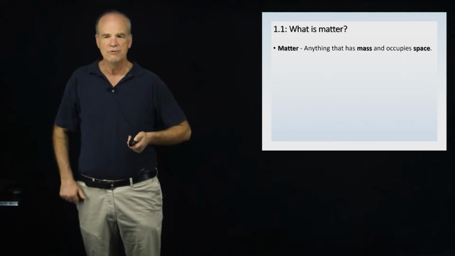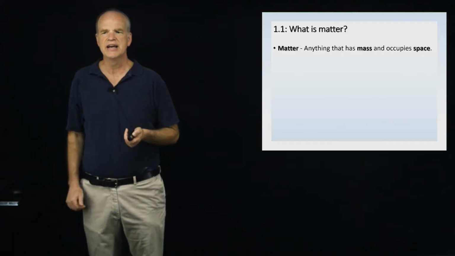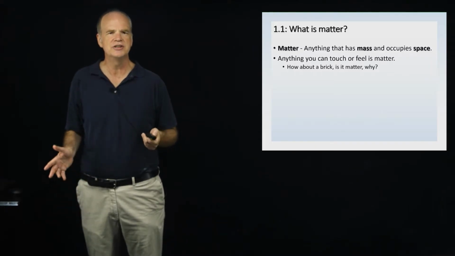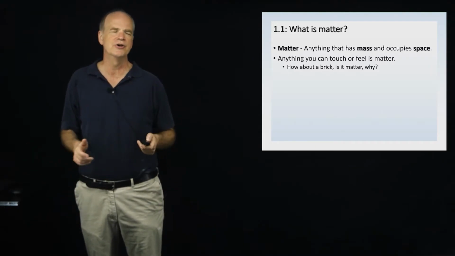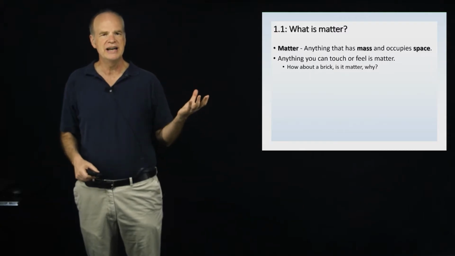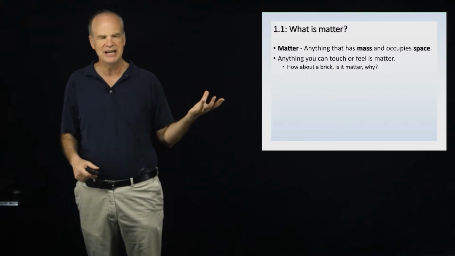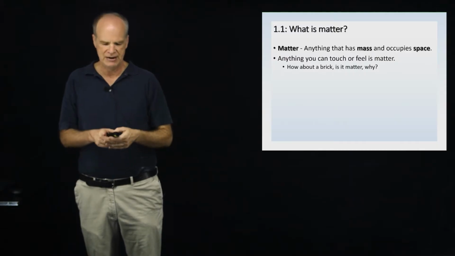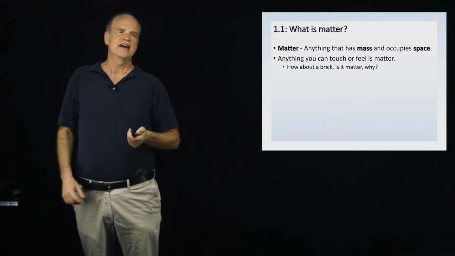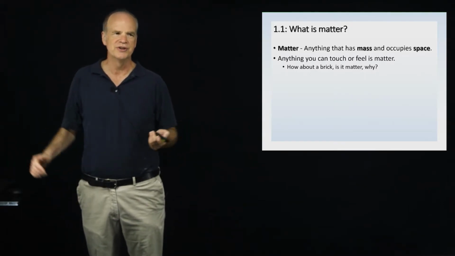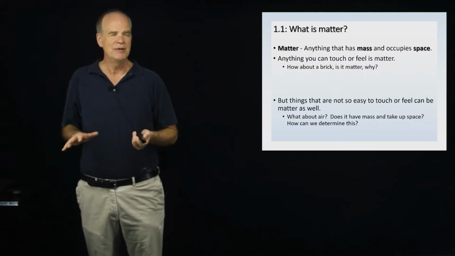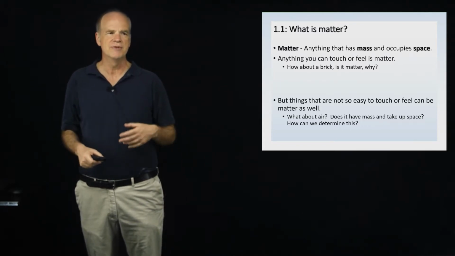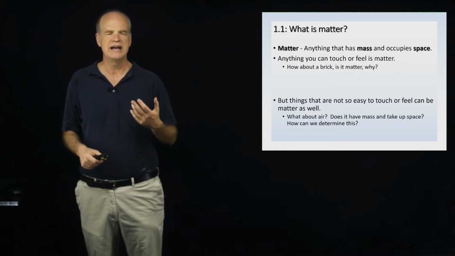You may know already that matter is anything that has mass and occupies space. Needless to say, just about anything you can touch or feel is going to be matter. For example, if I had a brick in my hand, it would occupy space and it has mass, so that would be matter. But there are some things that are a little more difficult to feel or see but are still matter. For example, air.